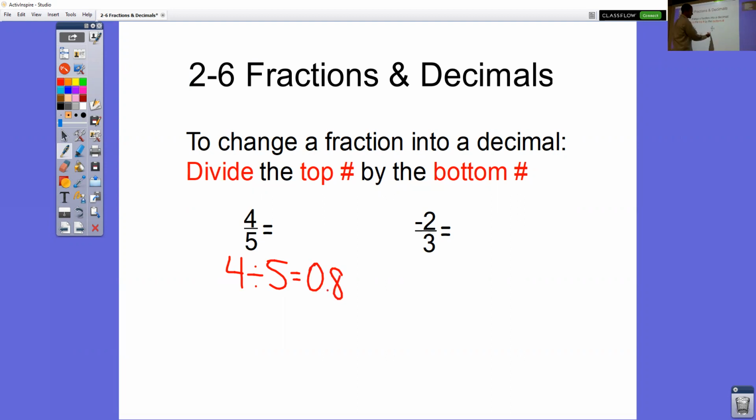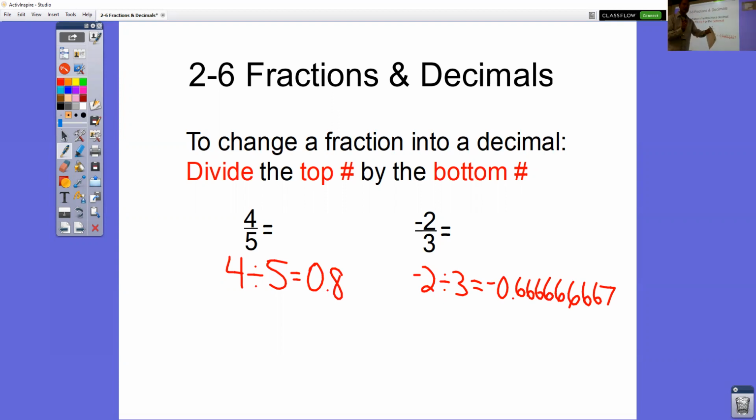4 divided by 5 gives you 0.8. Negative 2/3, you have to do the top number divided by the bottom number. So negative 2 divided by 3. When you type this into the calculator, you get negative 0.6666666667 on the calculator. The calculator tries to round that last digit. Always ignore the very last digit.